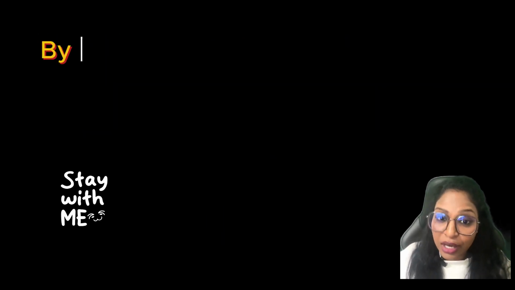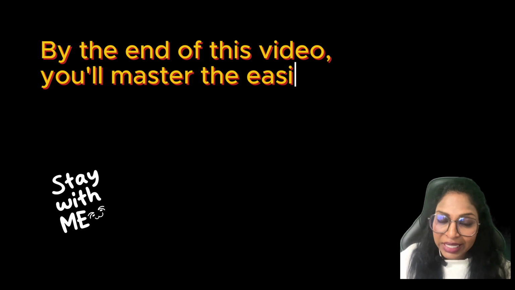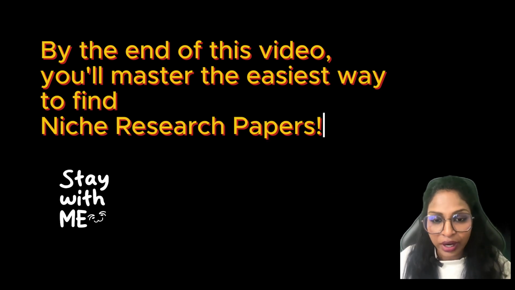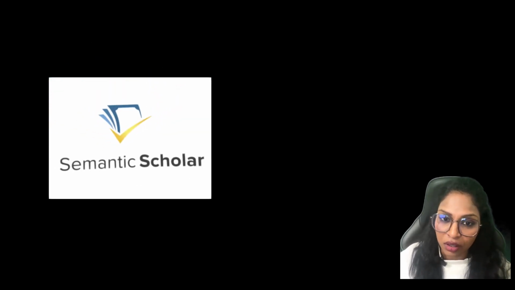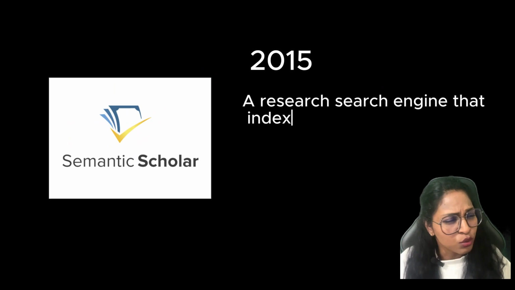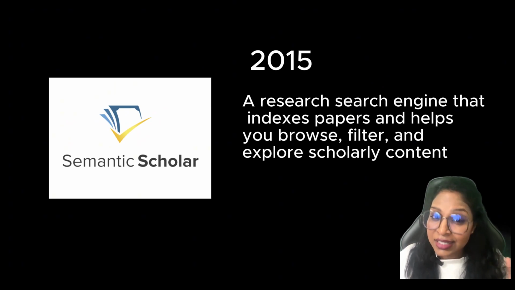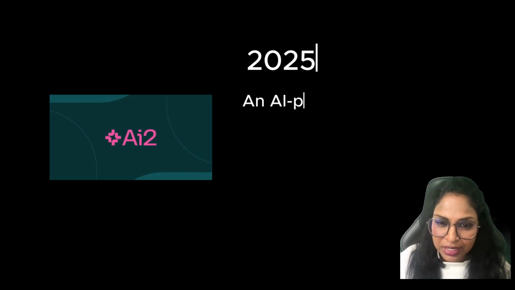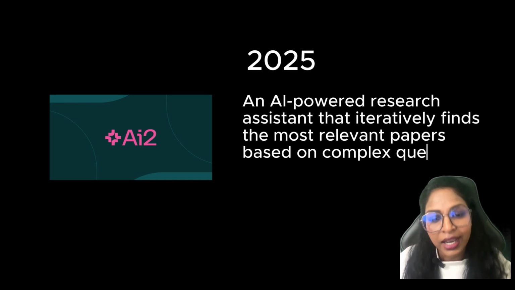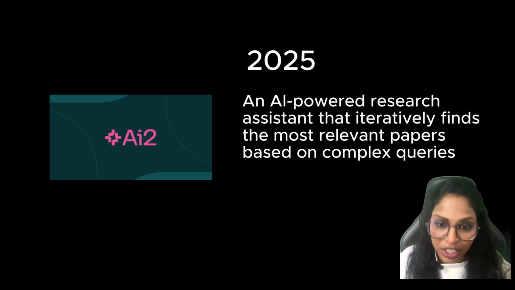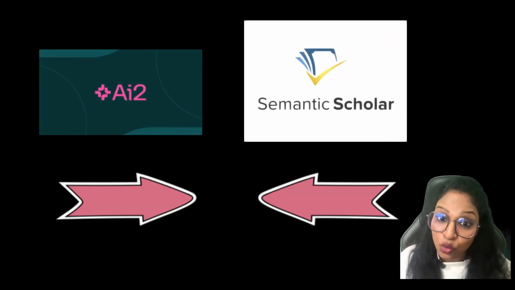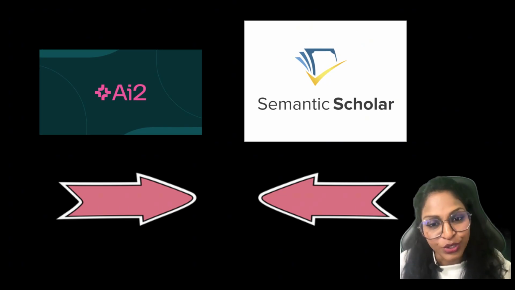Today I'm going to compare two amazing tools by the company Allen Institute for AI. One is the OG of literature review, Semantic Scholar, launched in 2015 and used by many researchers. And the second one is AI2 Paper Finder, which is in its experimental stage, launched very recently around April 2025, but it creates magic when it comes to literature review. So, without wasting time, let's dive in to find out what is the difference and when you should use each.